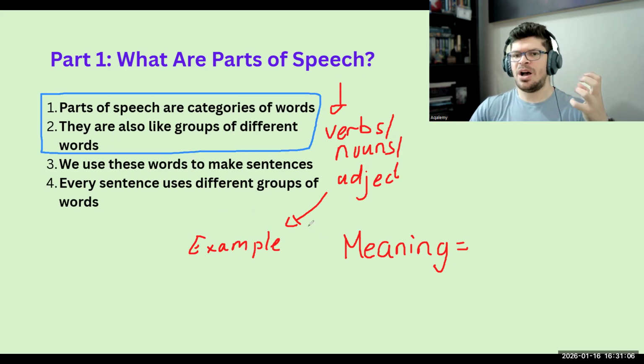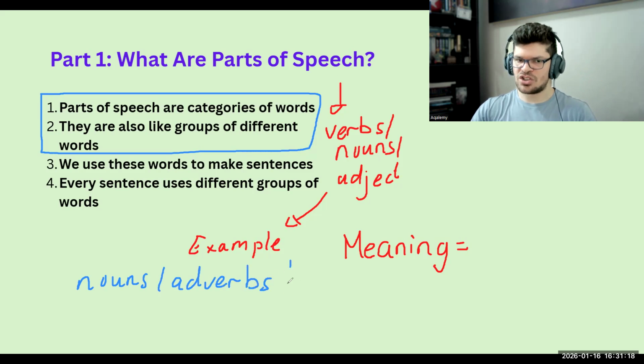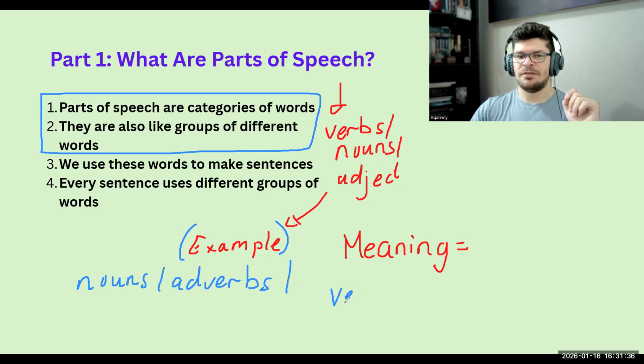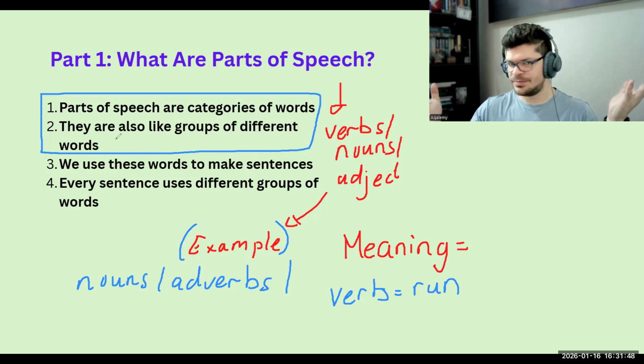So think of parts of speech as different groups. And these different groups are nouns, adverbs, conjunctions, prepositions. These are the groups. And these groups are also like examples. If I ask you, give me an example for parts of speech, you will say, for example, verb. What type of verb? Run. This is an example. Meaning, different groups of words in English. And that's it.